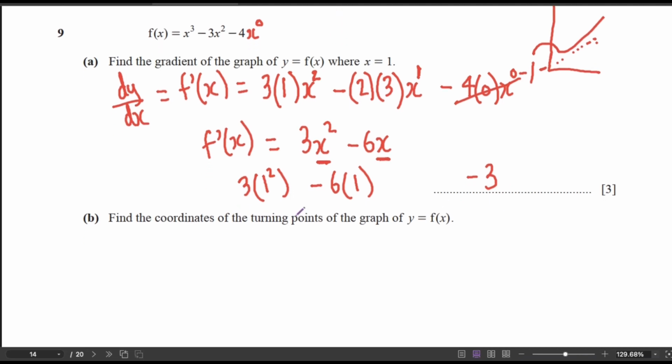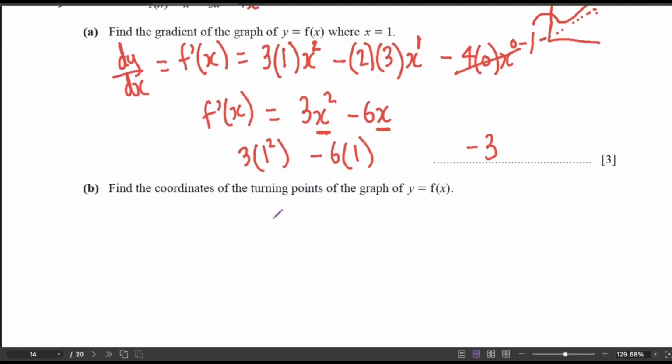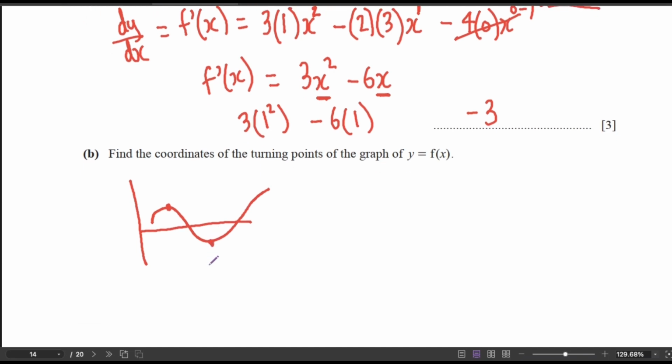Find the coordinates of the turning points of the graph y is equal to f of x. Okay, so what are turning points? By the way, if you hear turning points, stationary points, critical points, all of them mean the exact same thing. So let's say we had a curve that looked like that. You can see at this point right here and this point right here, right? Let's say we wanted to draw a tangent at those points. Well, the tangent would just be a horizontal line, right?